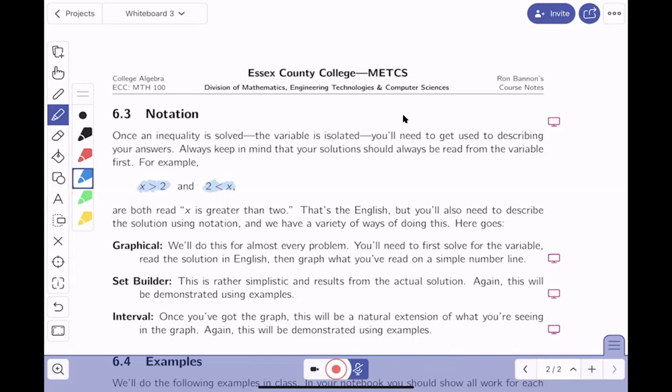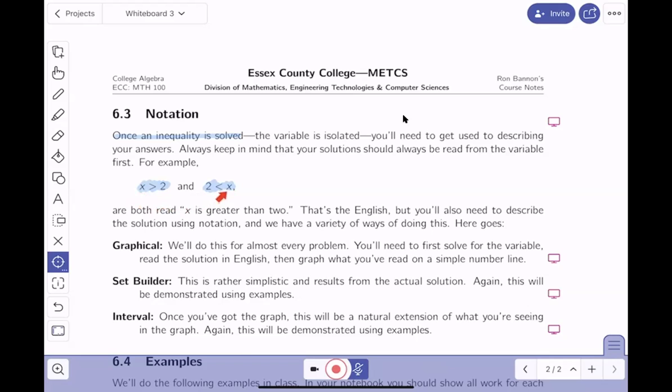So once an inequality is solved, you're going to have to learn how to read it. All right, you have to learn how to read it. I'm going to claim the way to read these things is always from the variable. You're always going to read this from the variable. I'm going to point this out to you and show you what it says. This here says x is something. I'm going to read it from that. This one here says x is something.